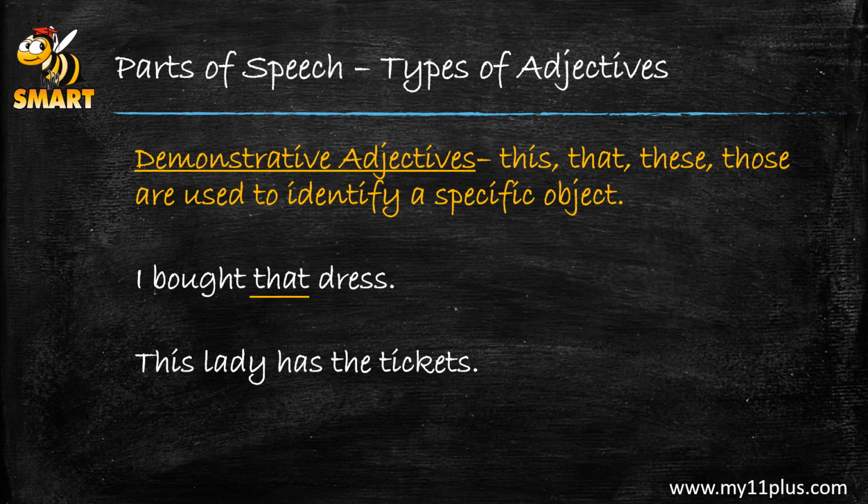This lady has the tickets. So the word this in the sentence is an adjective. It's referring to a specific lady, right? And just as a side note, this and these are used to refer to things that are close to you, and that and those are used to refer to things that are further away from you or that are away from you.